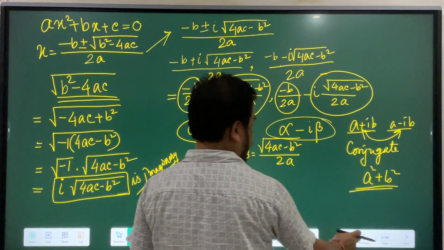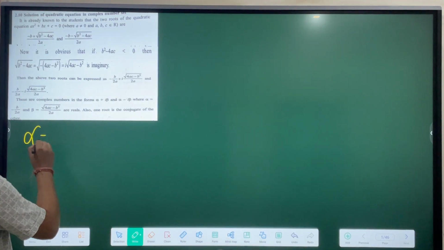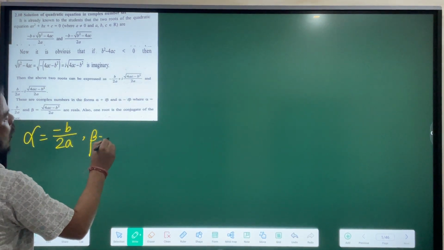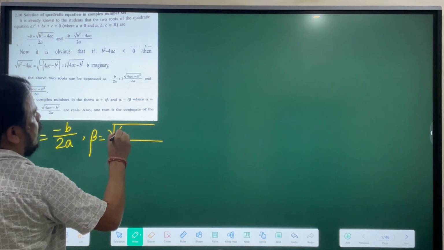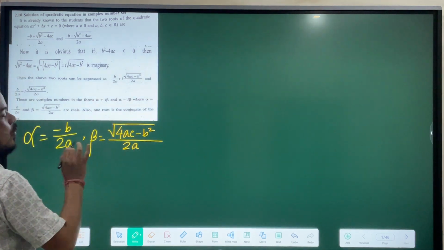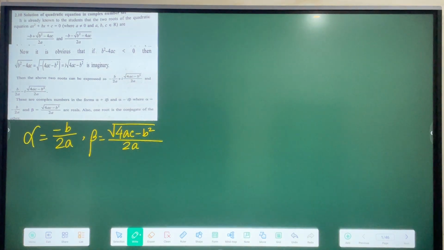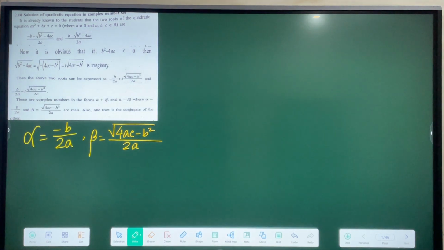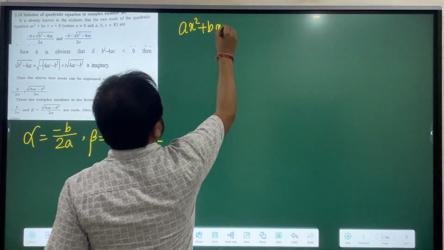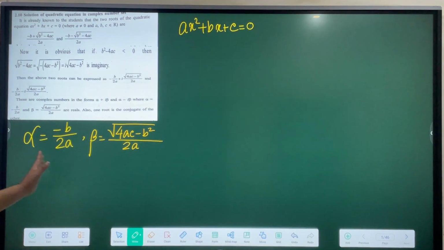So let us go to the previous page now. What we have got till now: alpha is equal to minus b by 2a, and beta is the square root of 4ac minus b square, by 2a. This is what we have got till now when the roots are complex. What was the equation? The equation was ax square plus bx plus c equal to 0. When complex, this is what we get for alpha and beta.